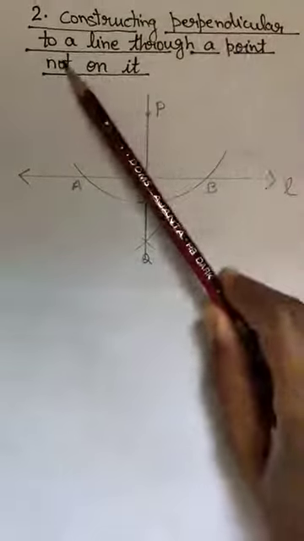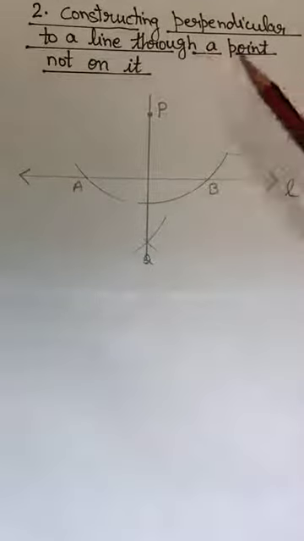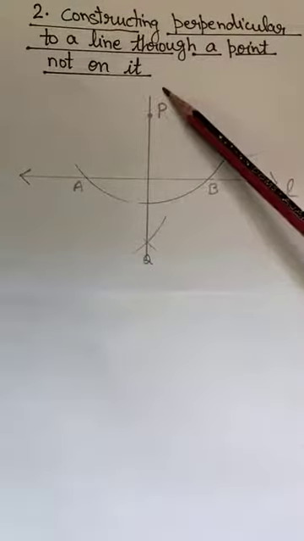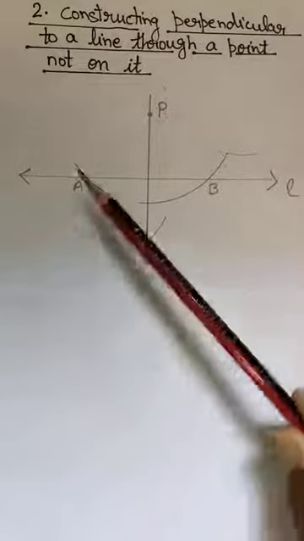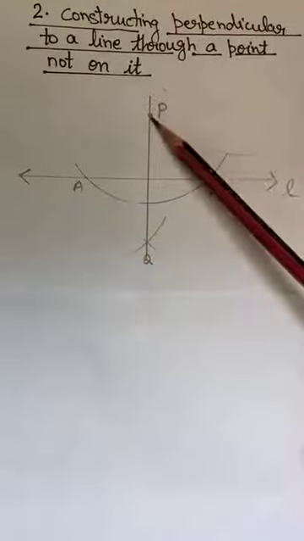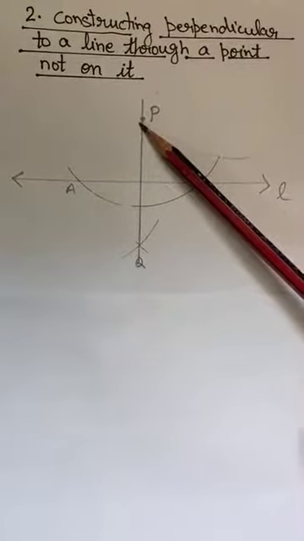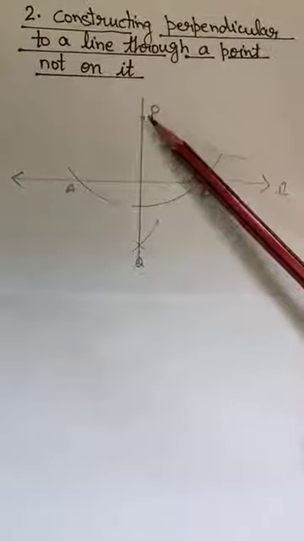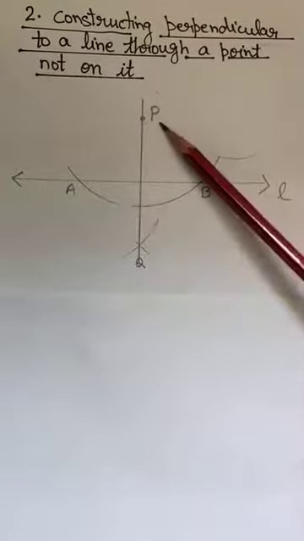Constructing a perpendicular to a line through a point not on it. How will we construct? Draw a line L. Mark a point P outside line L. Now this point is not on line L, it is outside the line L.